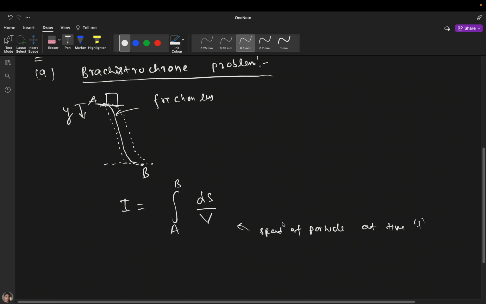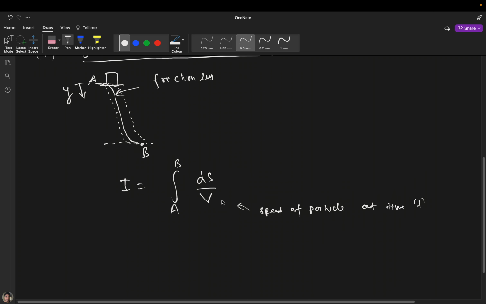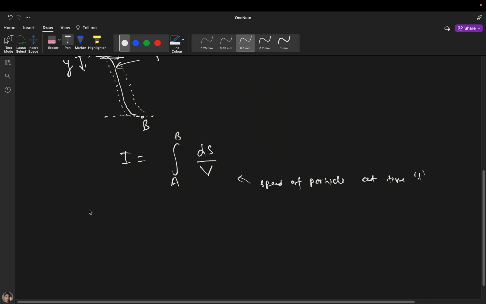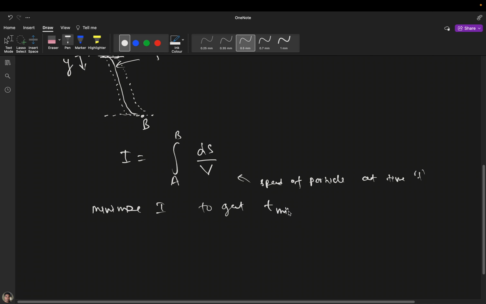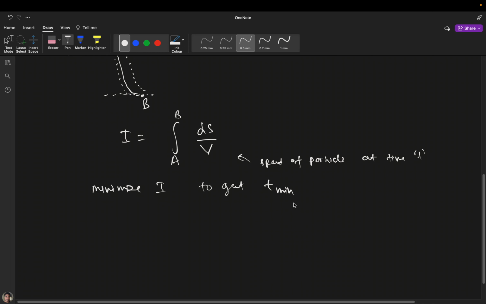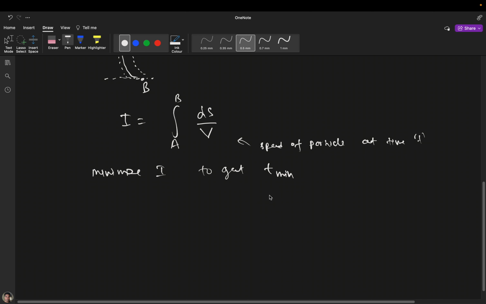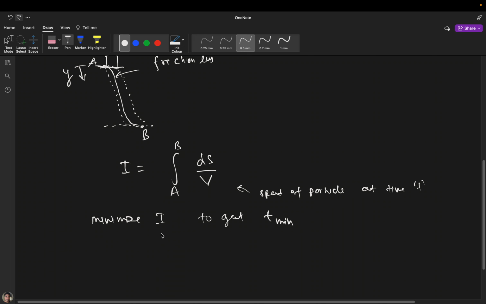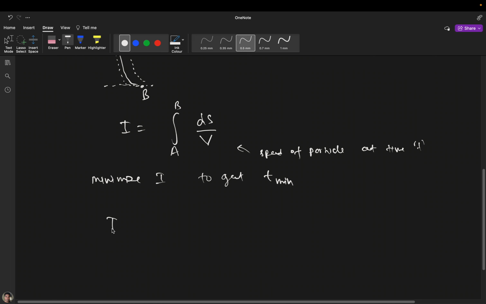So this is the problem. Here I is the functional, and we have to minimize I to get t min. How will we do it? This is one of the problems, and here I will try to write the whole expression.